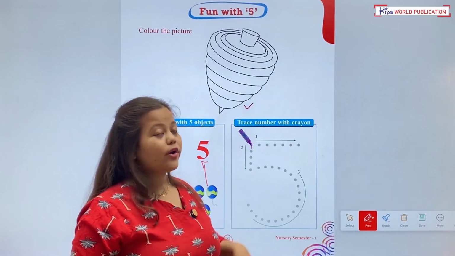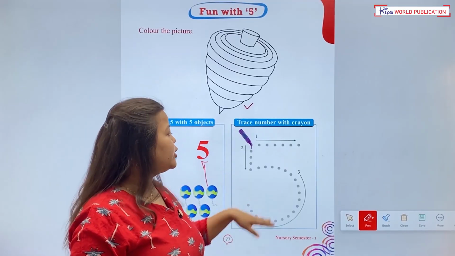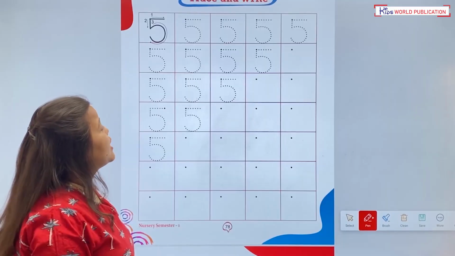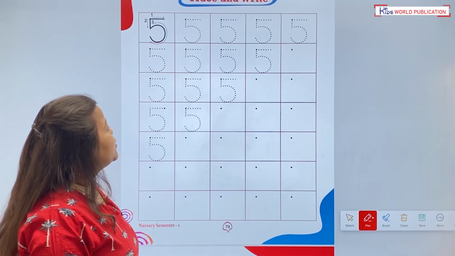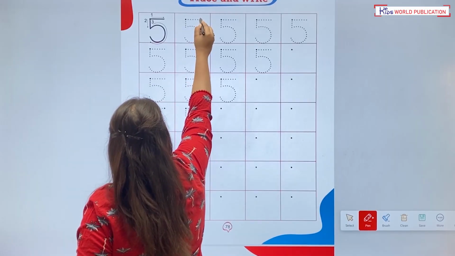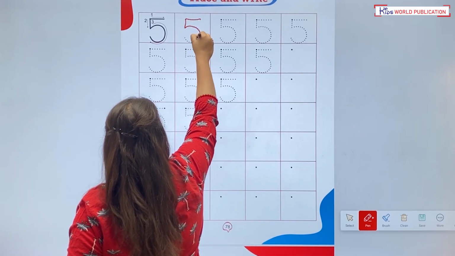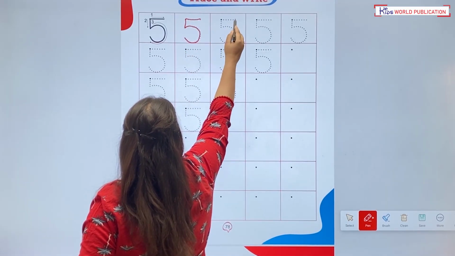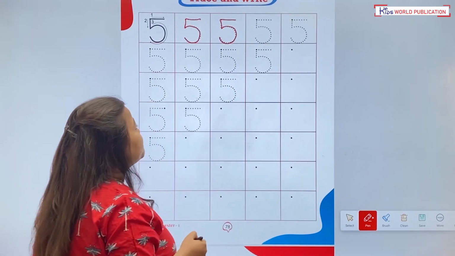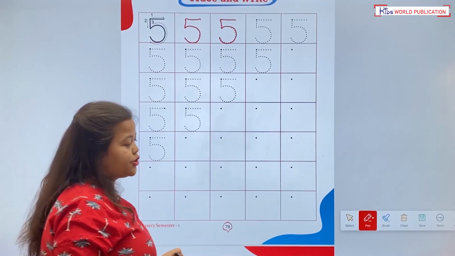Trace number with crayon. So kids, with the help of crayon, you will trace the number 5. Trace and write. So kids, you will trace the given dots and complete the number 5 like this. This is how you will complete the number 5 on the given page.